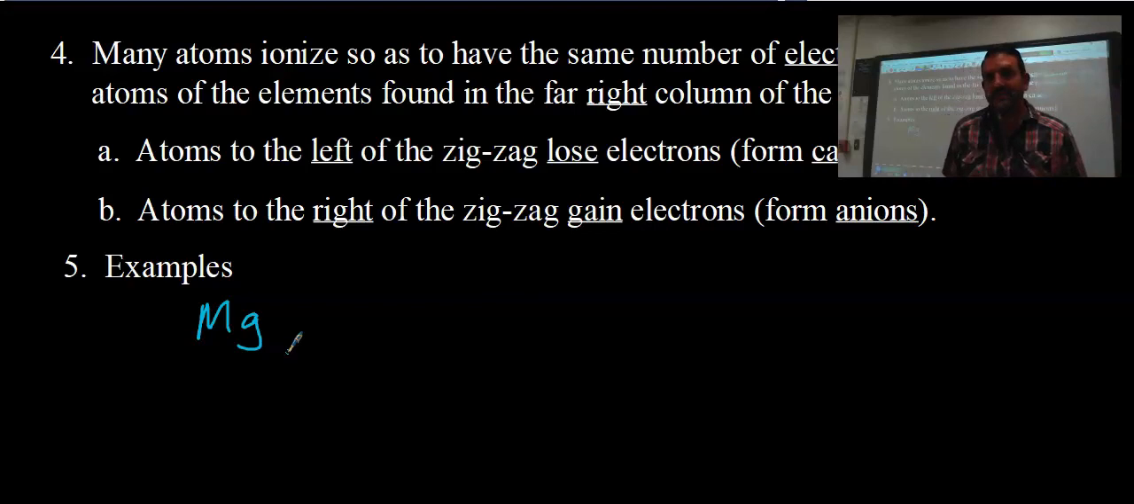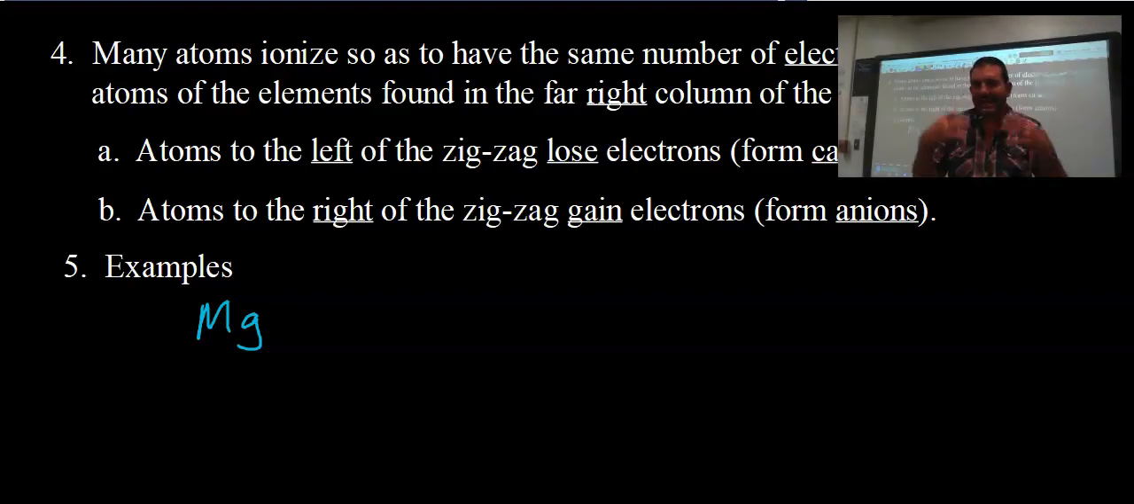That answer is neon. Now, how many electrons does neon have? Well, neon has 10 electrons. Guess what? Magnesium wants to be like neon. How can magnesium become like neon? It can do so by losing 2 electrons. So let's write the equation showing how this happens.